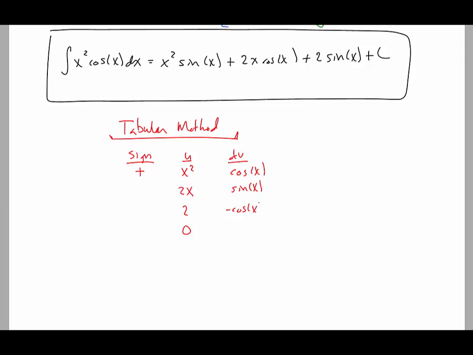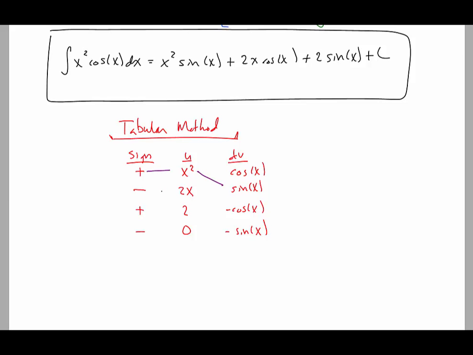The integral of a negative cosine is going to be a negative sine. Then the integral of negative sine would be a positive cosine. So you can see that this is going to follow a pattern. So then my signs alternate until I run into the 0 again. And this is how I write my solution.